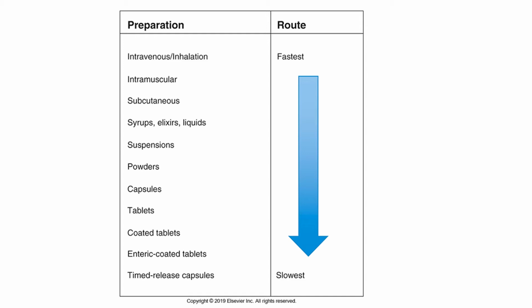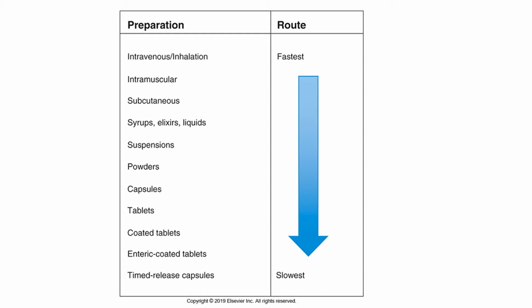So this is just here for you to have a visual of what I was referring to when I talked about the quickest route of absorption. Okay, so IV or inhalation obviously is going to be the fastest. It's a direct route into our circulatory system. Okay, so you'll start looking at these, and just know that if you have a patient who needs a medication stat, how are you going to give it? Obviously IV.